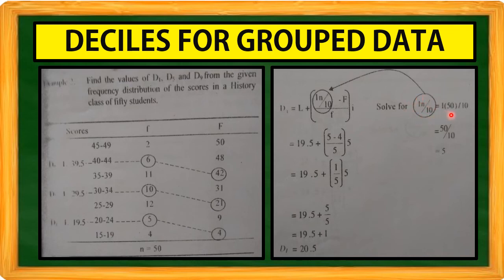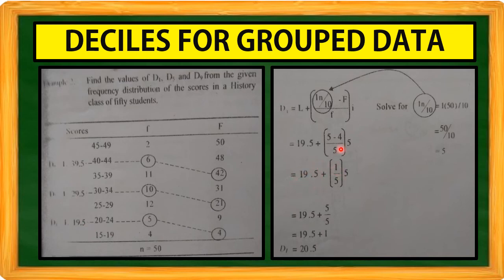So ang una natin is hanapin muna tong value na naka-circle. So 1 times 50 divide 10 is equal to 5. Saan nagpo-fall ang 5? So nasa 9. Nasa 9 po ang 5. Kaya ito yung magiging lower limit po natin, o ito yung magiging class size na pipiliin natin for lower limit. So ang lower limit niya is 20 minus 0.5 is equal to 19.5, or 19 plus 20 is 39 divide 2 is 19.5. Kaya po 19.5 dito.